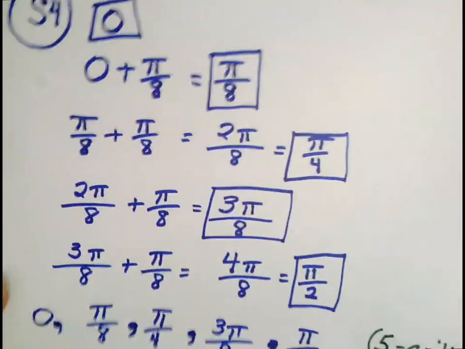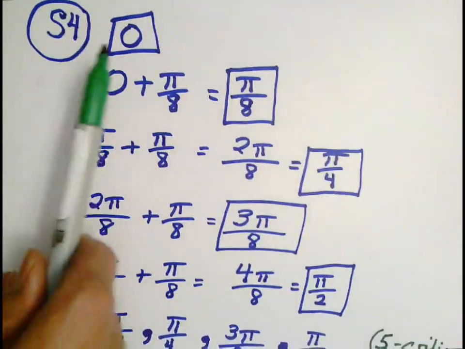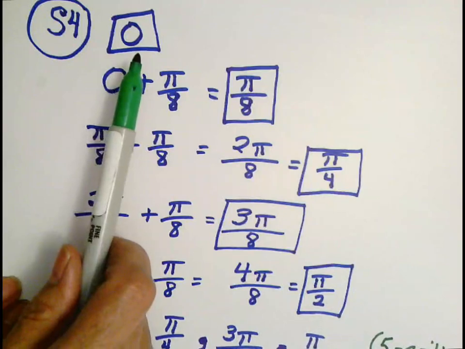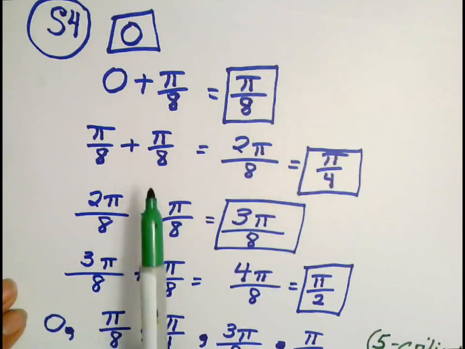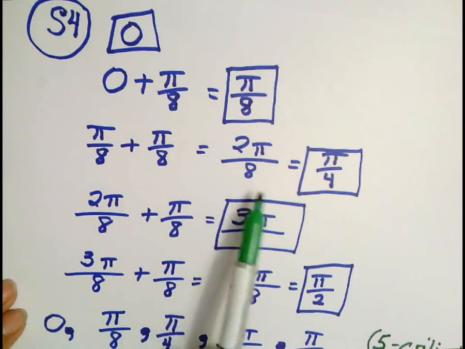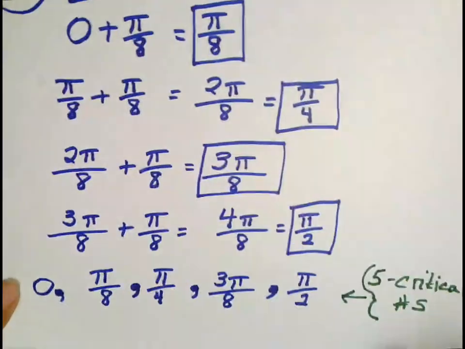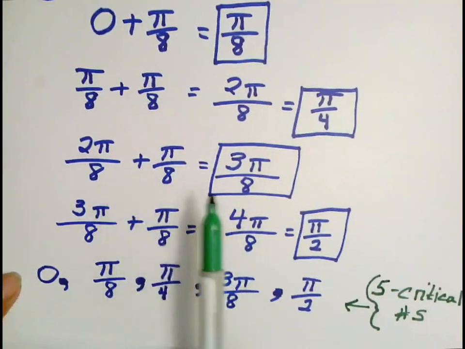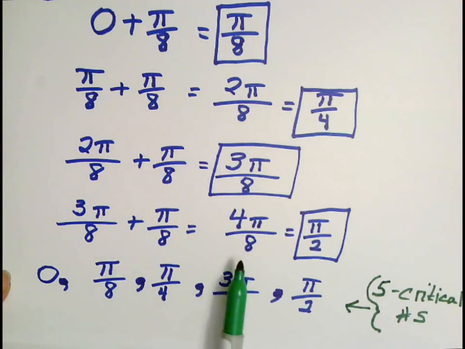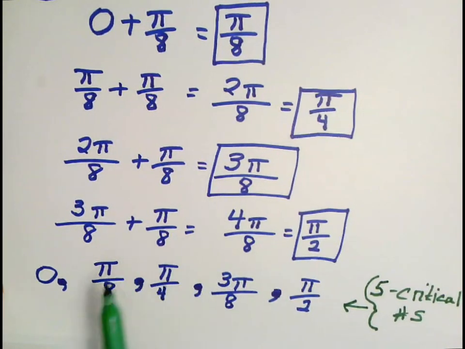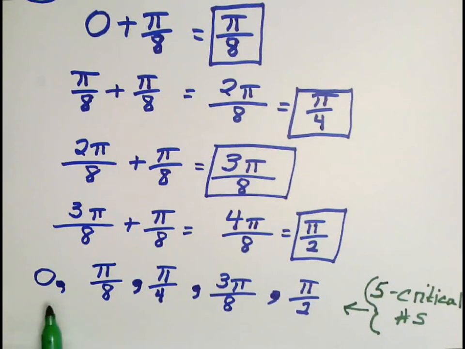Then, again, we're going to find our 5 critical numbers. We start off with the first critical number that we got from our inequality, and we add our increment each time. The second critical number will be pi over 8. The third one, 2 pi over 8, which reduces to pi over 4. The fourth one will be 3 pi over 8. And the fifth one will be 4 pi over 8, which reduces to pi over 2. So here we have our 5 critical numbers: 0, pi over 8, pi over 4, 3 pi over 8, and pi over 2.